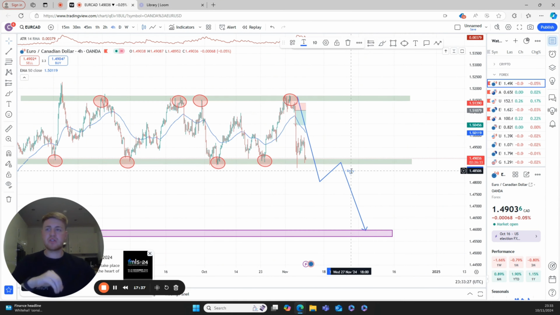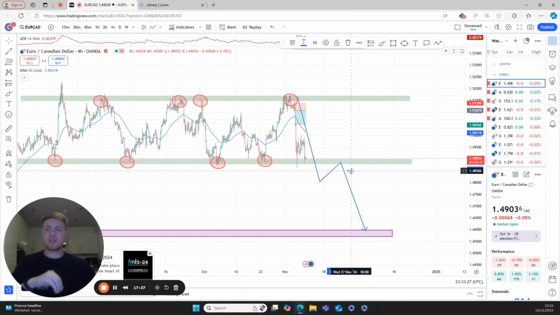Then we have got, let's have a look, the USD Japanese yen. So I'll just change this to day because it probably looks a little bit better in that time scale.